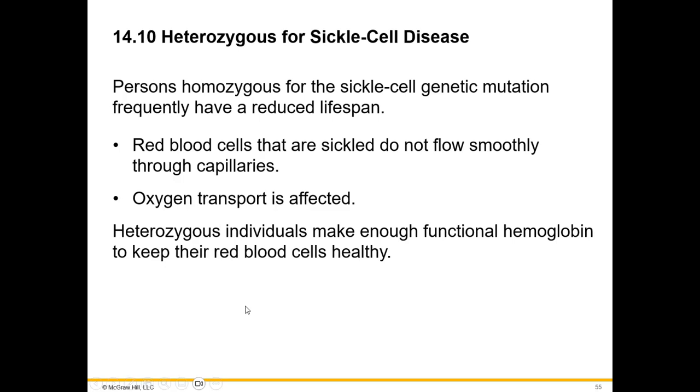People that are homozygous for the sickle cell genetic mutation are frequently going to have a reduced lifespan because of that. Their red blood cells are sickled, they don't flow smoothly through the capillaries, and then we have reduced oxygen transport as a result. But individuals that are heterozygous will still make enough functional hemoglobin to keep their red blood cells healthy, even if there are some sickled cells in the mix.